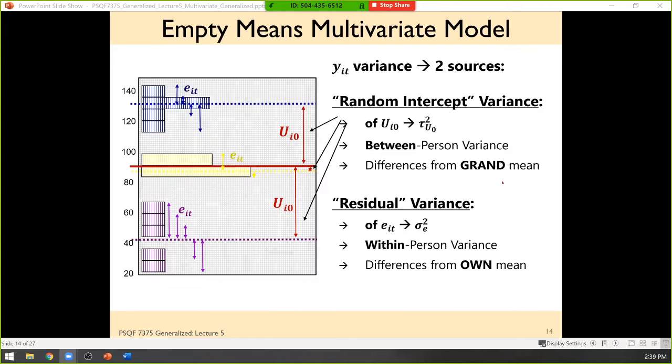So putting it together, what this is trying to do is take all of the variability in one column, so all the people, all the different outcomes, and say that it comes from two different sources. U variance, this random intercept variance, is the difference between the person means, and the E variance, which is going to be called residual variance, is the remaining differences of each person's outcome from their mean.